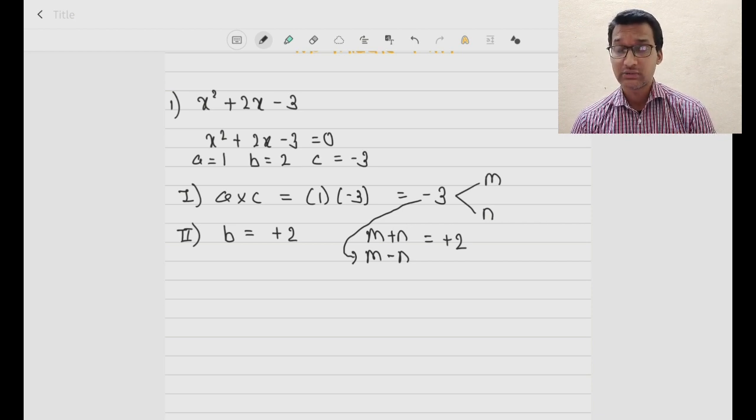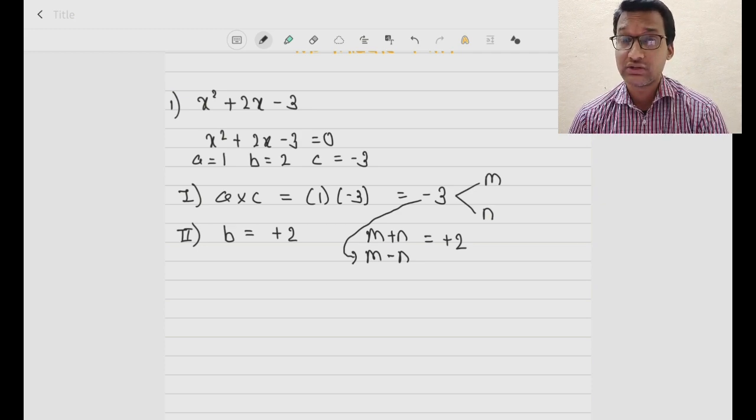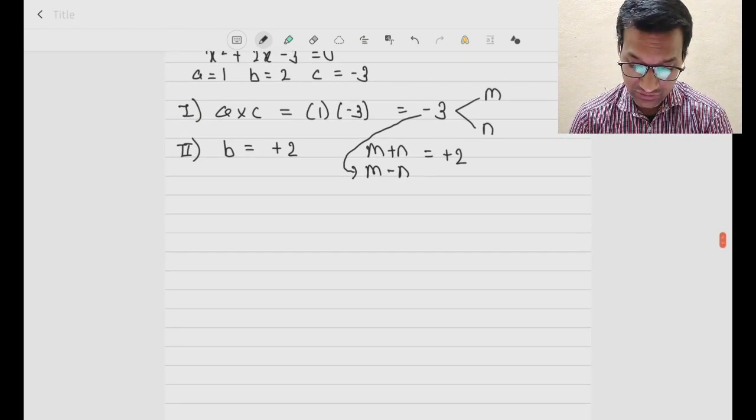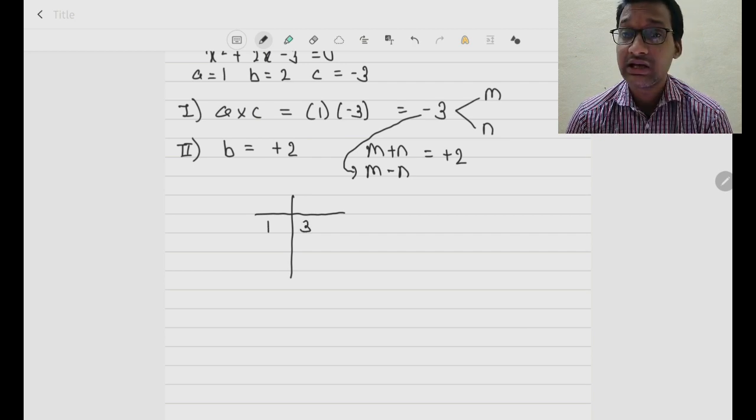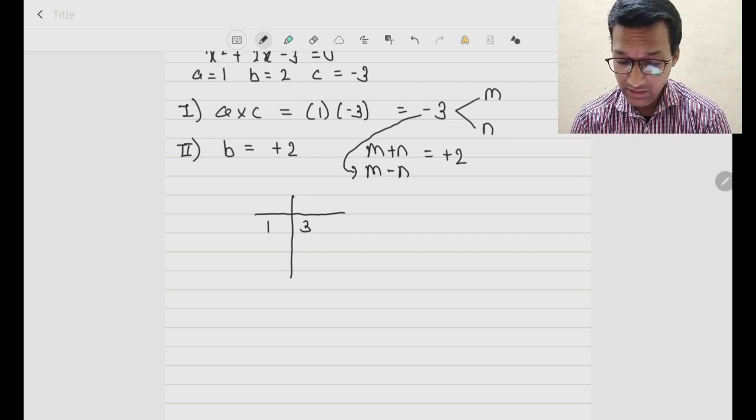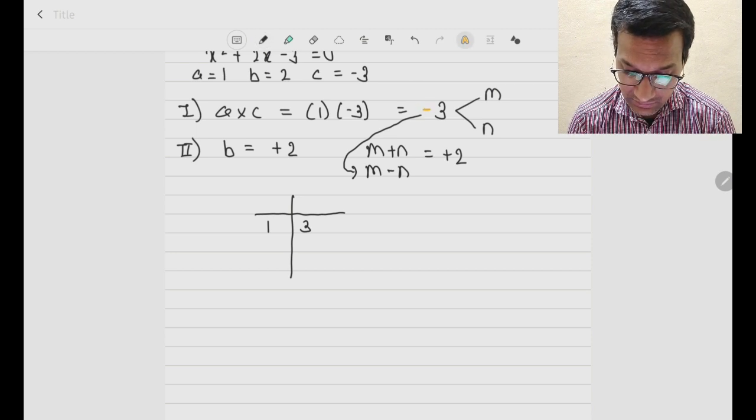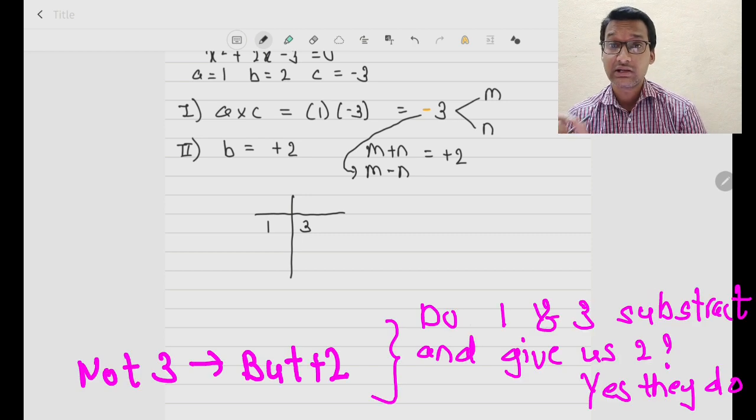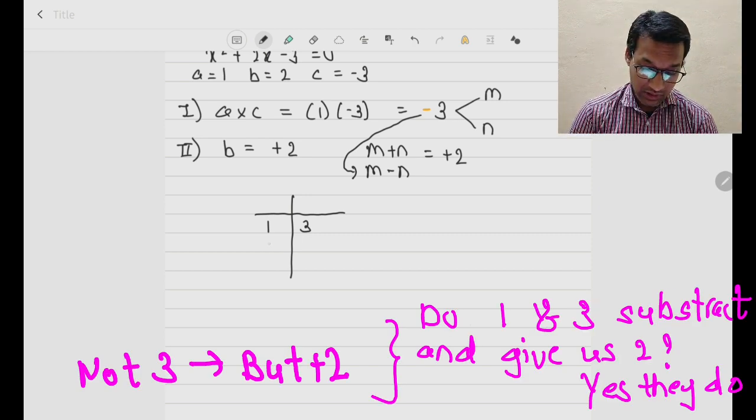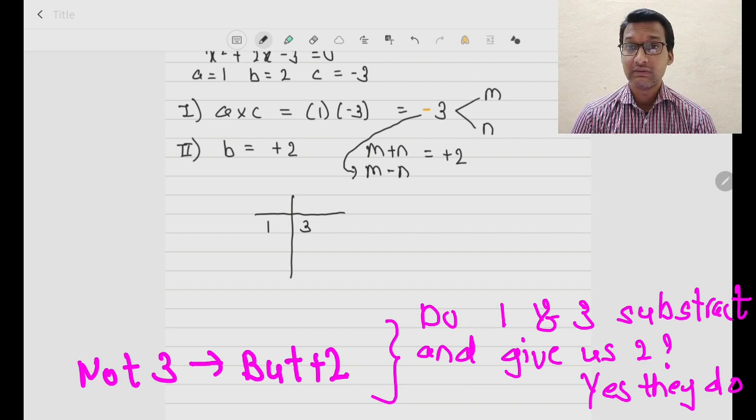So let us try to understand this. Let us first find out factors of this 3. Now how to find factors of this 3? Start from the table of 1. In the table of 1, do we have 3? Yes, 1 threes are 3. Now we have this minus sign here, so the factors should subtract and give us 3. 1 minus 3, yes, they are giving us 3.